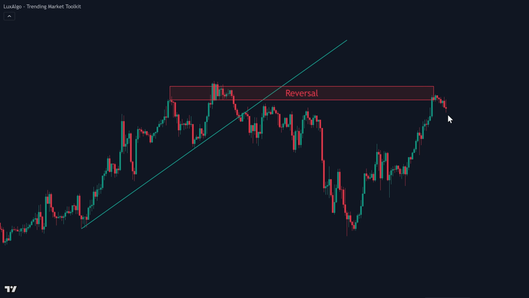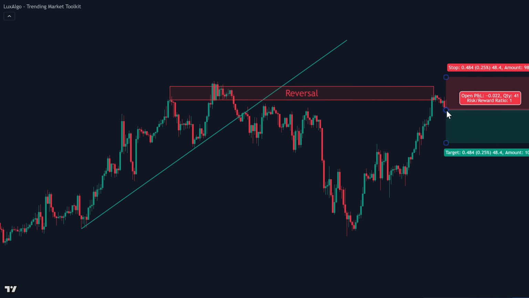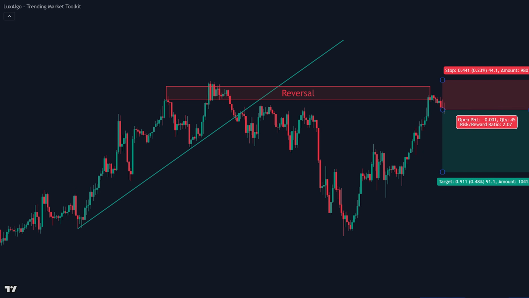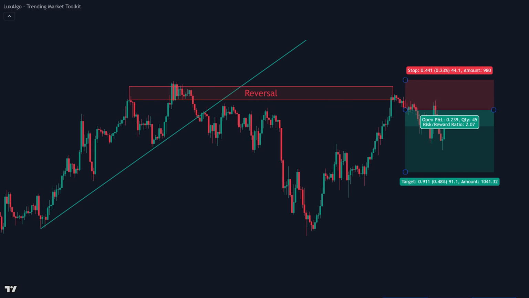Once these rules are met, we enter a short position. We set our stop loss above the reversal zone. We aim for a risk-to-reward ratio of 1 to 2. Looking at the chart, you can see this trade ended up profitable.